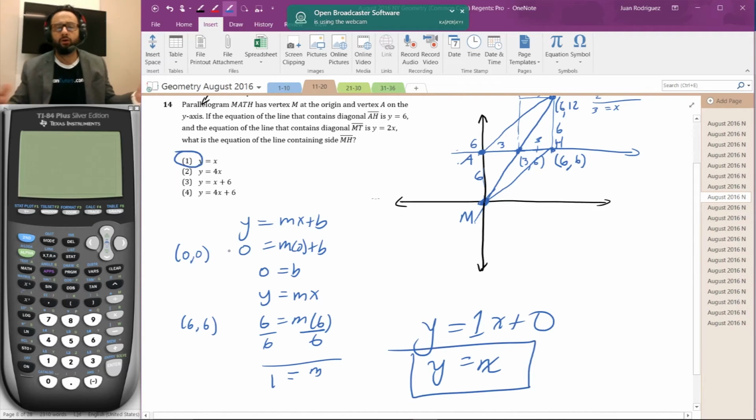Cool. I didn't go over ways to eliminate answers, but I do know that the line containing side MH has to go through the origin, so that eliminates choices 3 and 4 anyway. And then why could choice 2 be eliminated? Because I know that point H has to be to the right of the diagonal, since point A is to the left of the diagonal. So the slope of line MH has to actually be less than 2, and that would eliminate choice 2 and leave us only with choice 1. Even just some geometric reasoning left us with one correct answer.